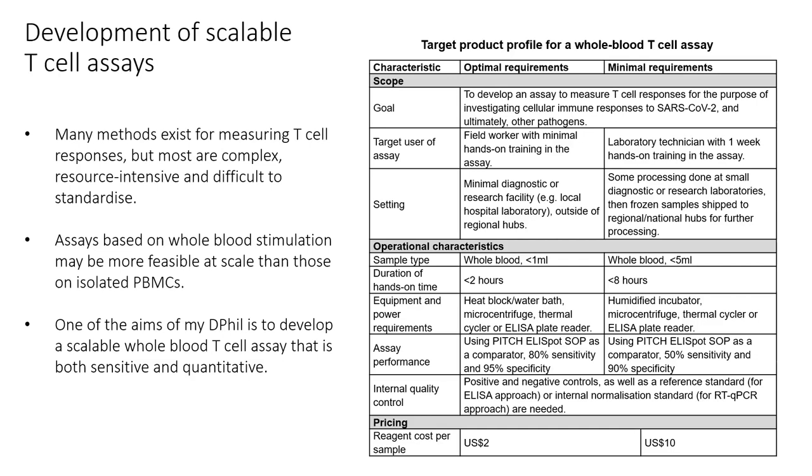So assays that are based on whole blood simulation skip out the steps and complexities associated with isolating and freezing and storing cells. So these might be more feasible to apply at scale than some of our standard assays. And so one of the aims of my DPhil is to develop a scalable whole blood T cell assay. And this is a target product profile highlighting some of the features that we would like this assay to have, such as a low sample volume and low equipment and power requirements, so that it could be deployed across a range of settings.